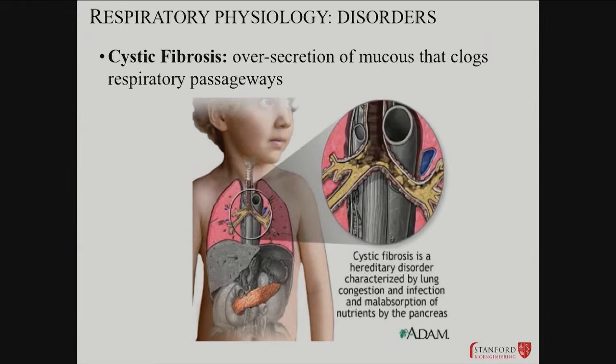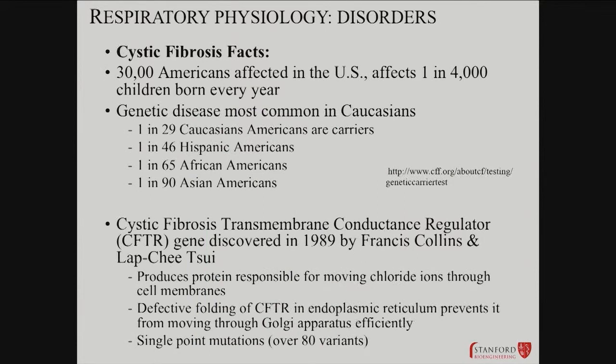In the last couple of minutes before we do the case study, let's talk about cystic fibrosis. This is over-secretion of mucus that's due to impaired chloride conductance. About 30,000 Americans are affected in the U.S. Total affected is about 1 in 4,000. It's present across species, across races, more common in Caucasians. We actually know the gene. It was cloned in 1989 by Francis Collins.